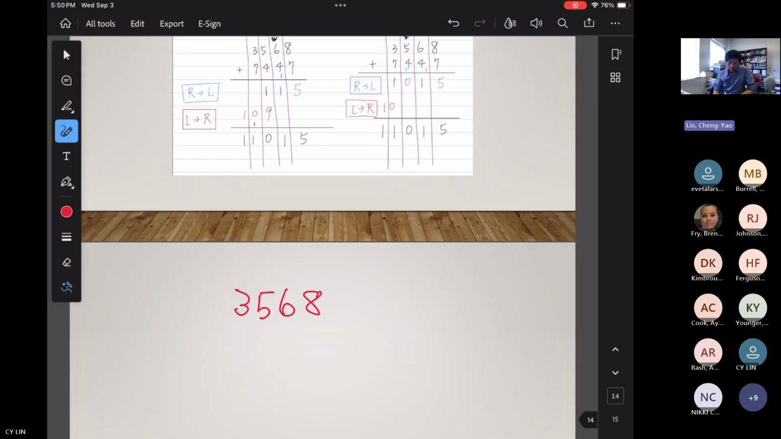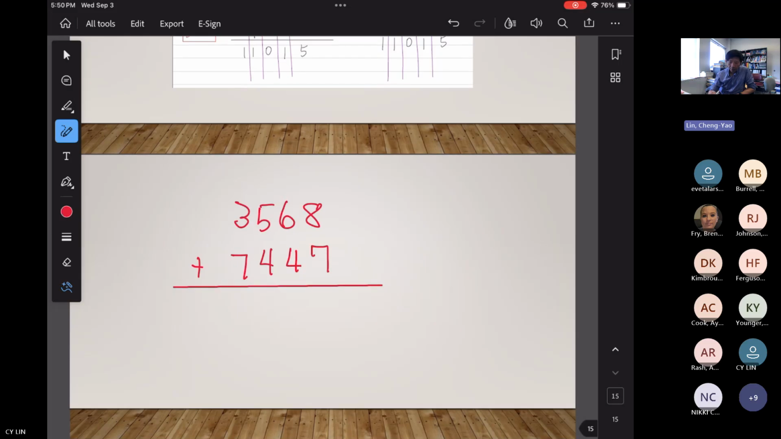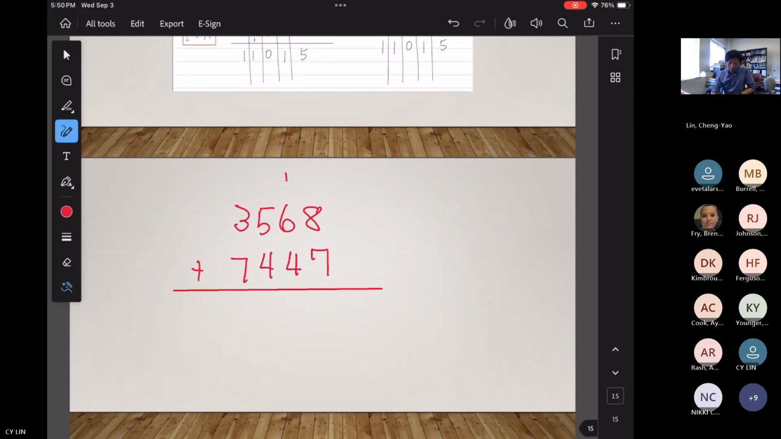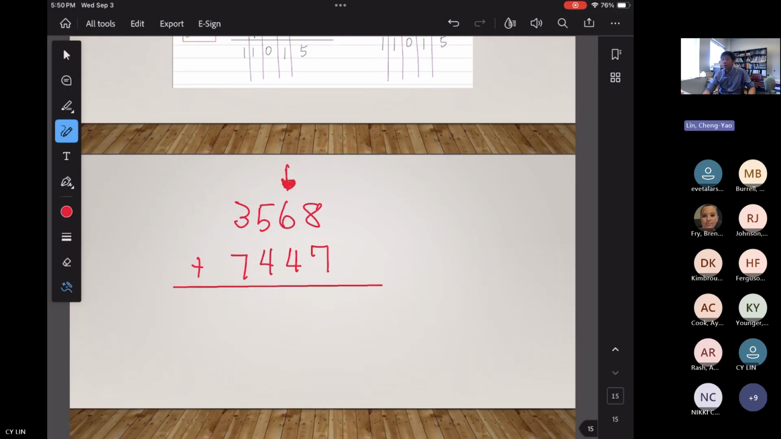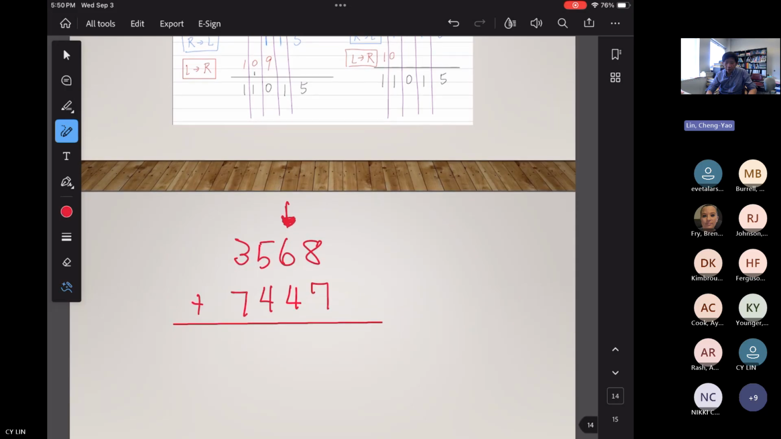So I want to combine left to right, right to left. That means I want to use both methods. And let's say we're going to start the calculation from here. I'm starting the calculation. We can add from the left to right. We also can go right to left, and we also can add from the middle. So if we start from the middle, how should we do? Can we do right to left first?